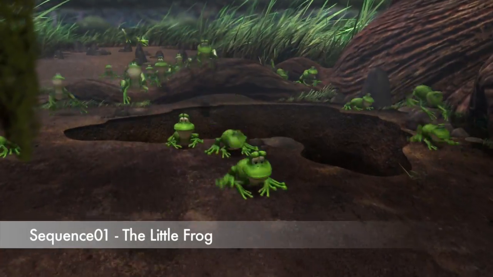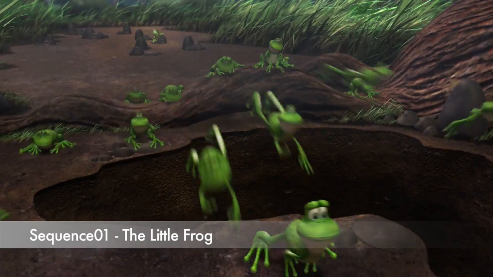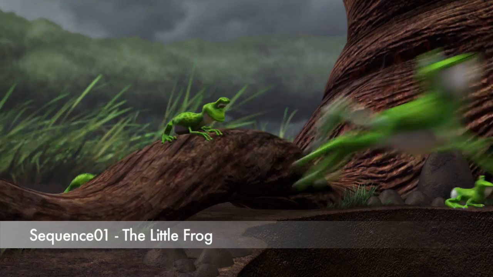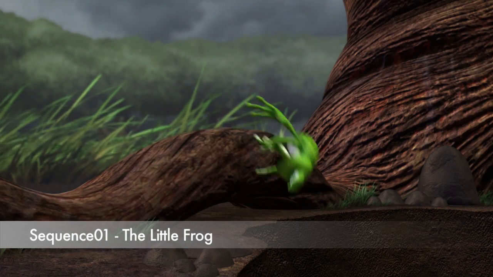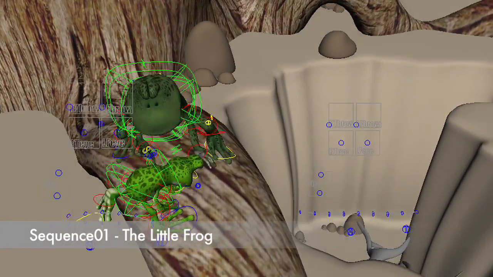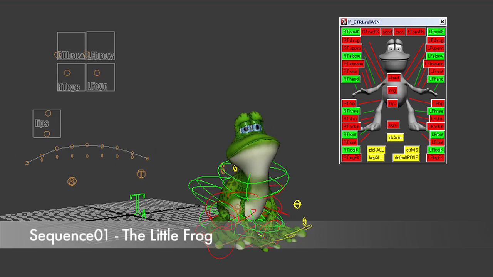That's about 7 frogs duplicated maybe 7 times and offset in time. My first stretchy characters. These guys had to function as both quadrupeds and bipeds.